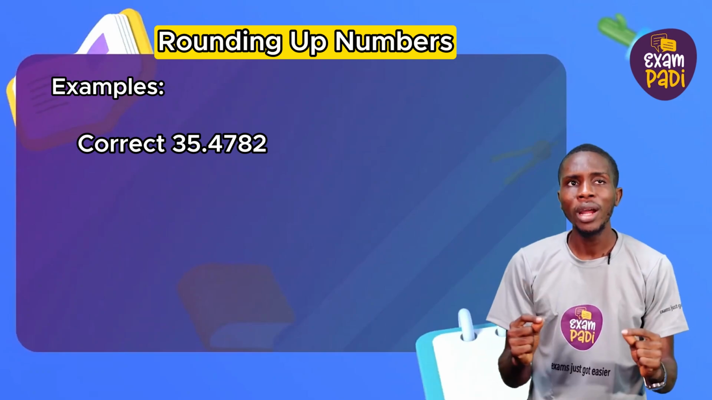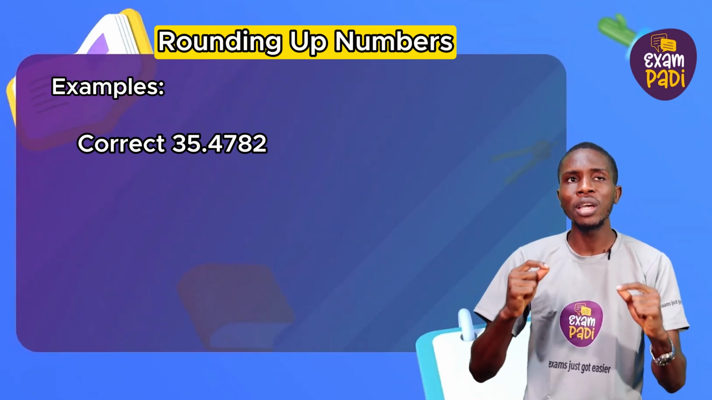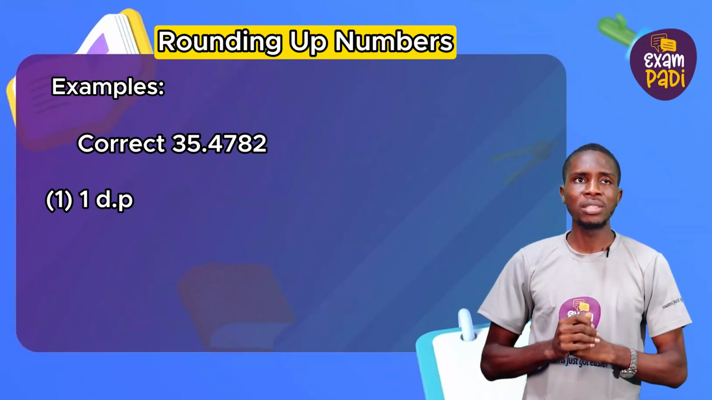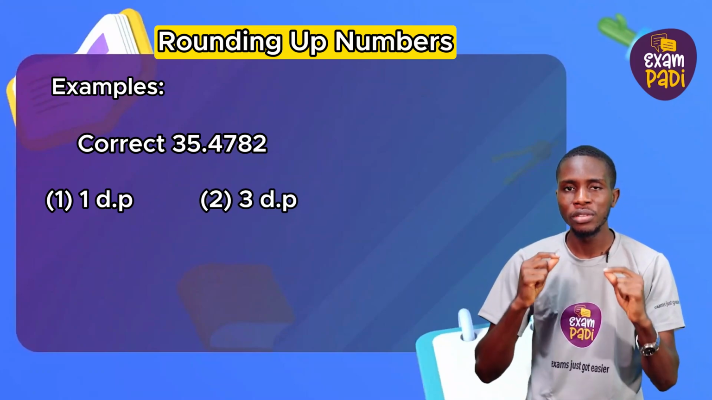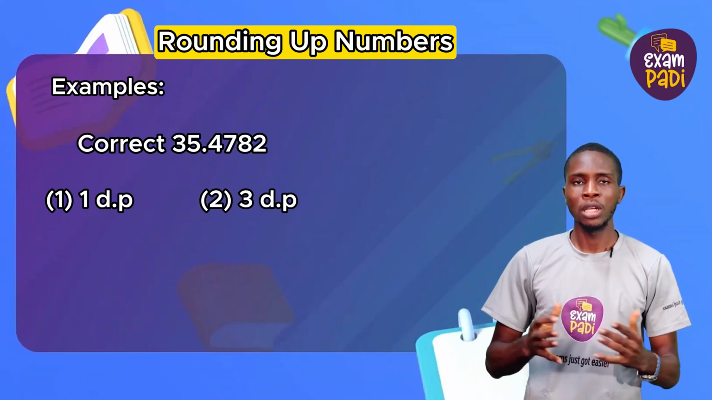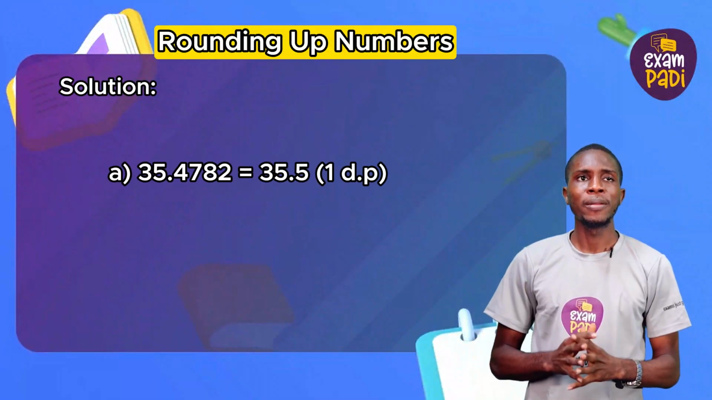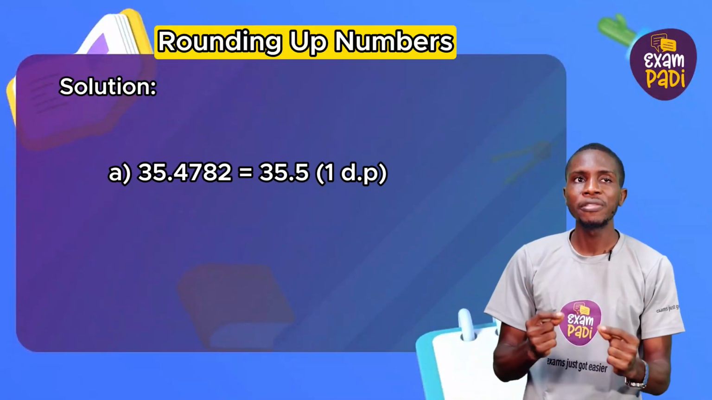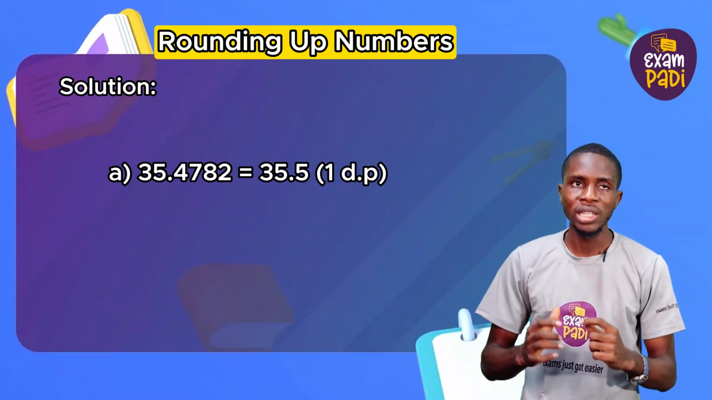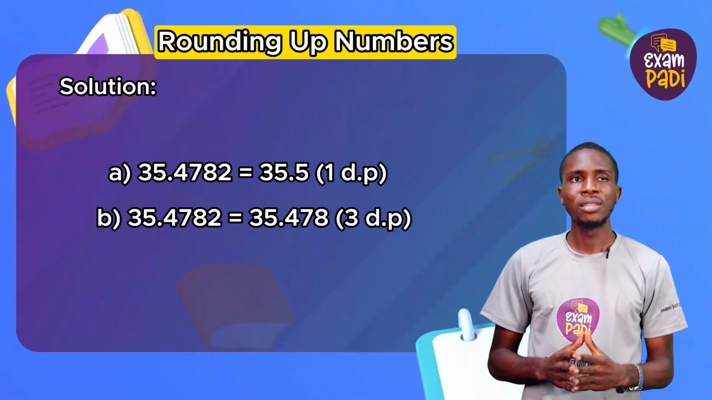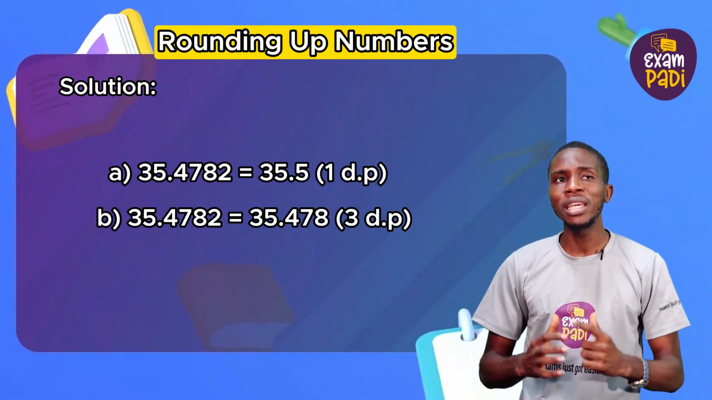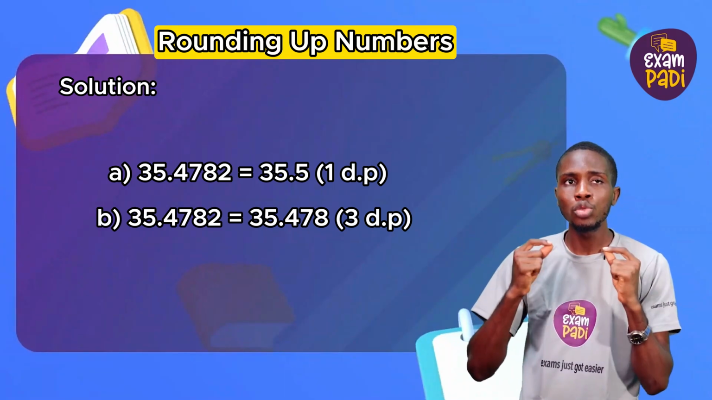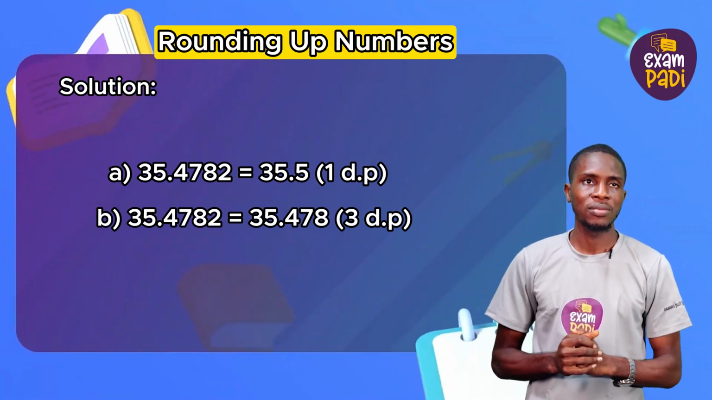Example: correct 35.4782 to 1. 1 decimal place, 2. 3 decimal places. Solution: A. 35.4782 equals 35.5 to 1 decimal place. B. 35.4782 equals 35.478 to 3 decimal places.